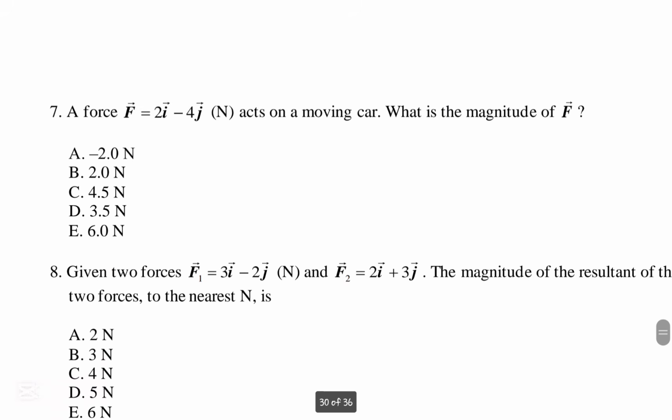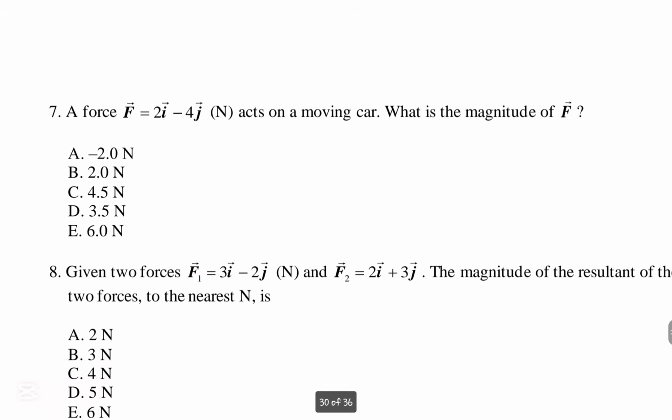We'll move on to question number 7. What does it tell us? It tells us a force F, which is 2i minus 4j newtons, acts on a moving car. Now they want the magnitude of F, something very important. Whenever they say magnitude and they gave us the vectors over here, we need to apply the Pythagorean theorem.